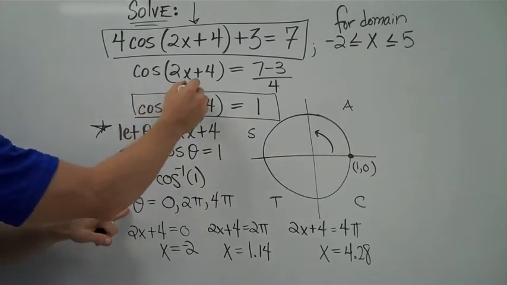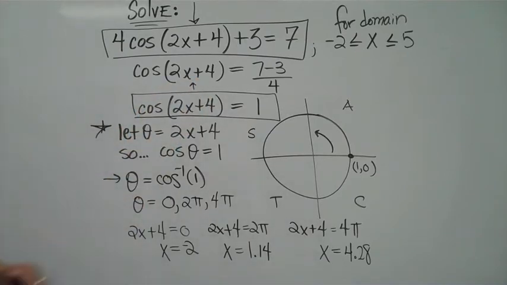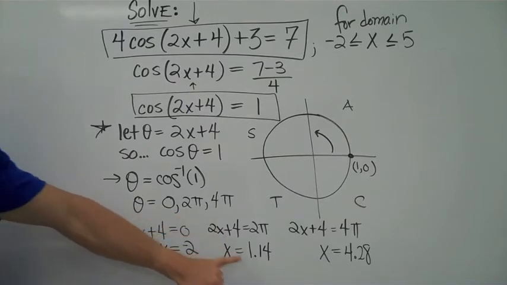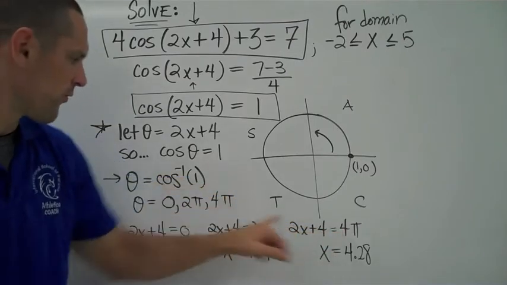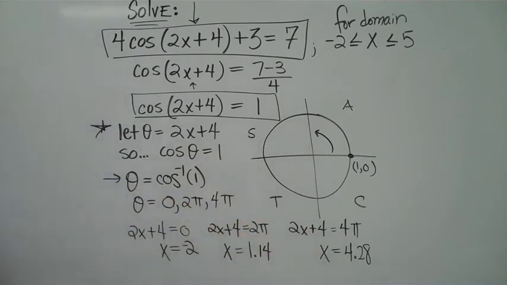Well, I don't have theta. Theta is this. So I substitute back: 2x + 4 = 0, so x equals negative 2. 2x + 4 = 2 pi. When I solve that out, I get x equals 1.14. 2x + 4 = 4 pi, and when I solve that, I get 4.28. How do I know those are my only 3 solutions there?